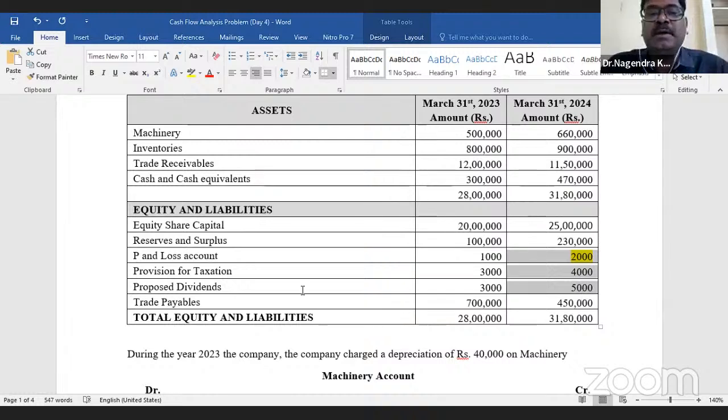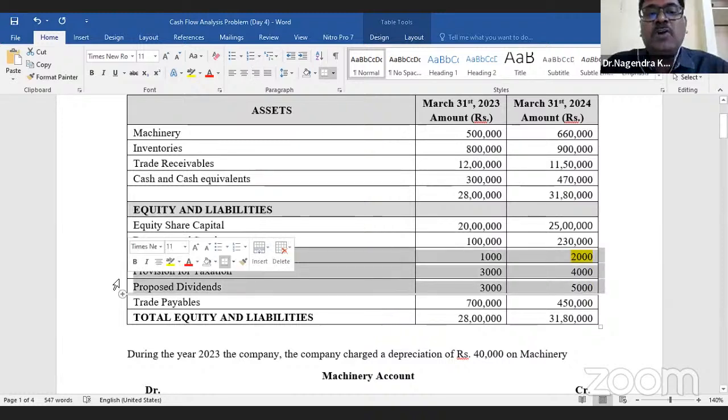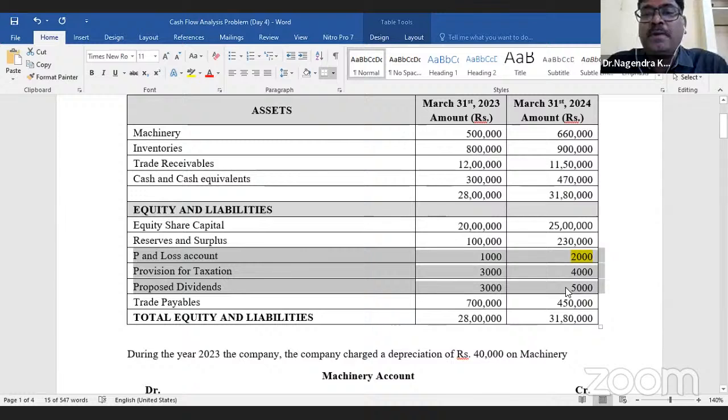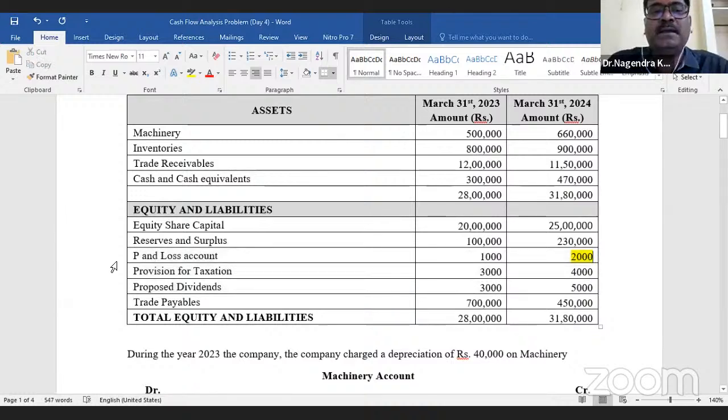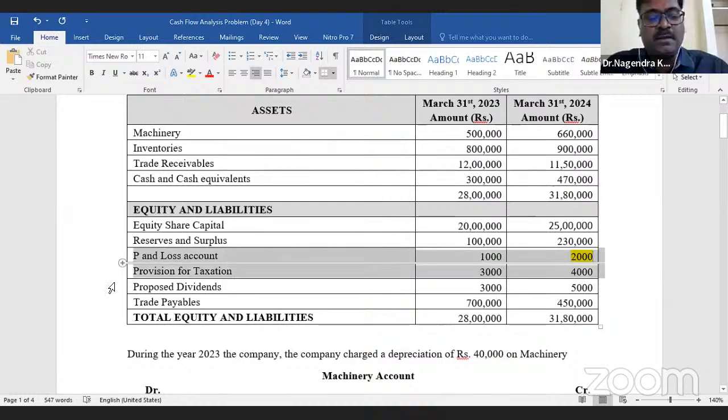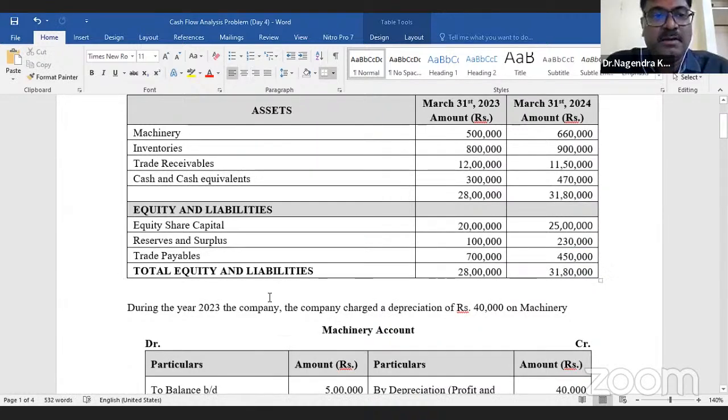But here in this problem, these components are not given. When these components are given, you take the profit and loss account balance and add these two components. Otherwise, if these are not given, then we have to look at the reserves and surplus. So here in this problem, we have been given the reserves and surplus.